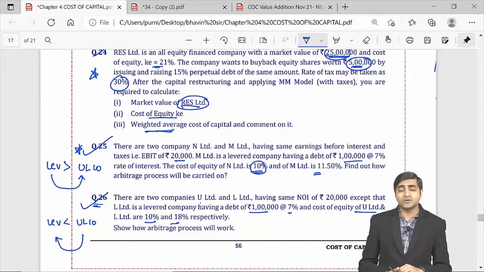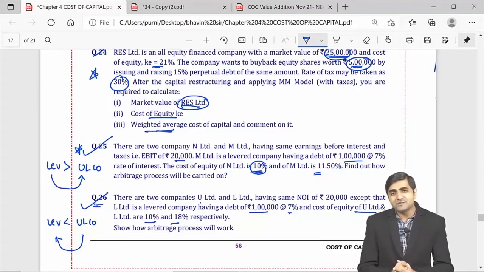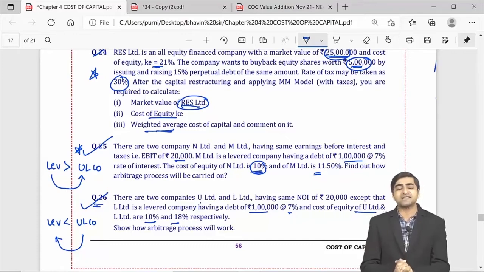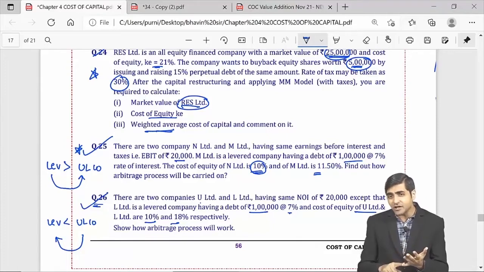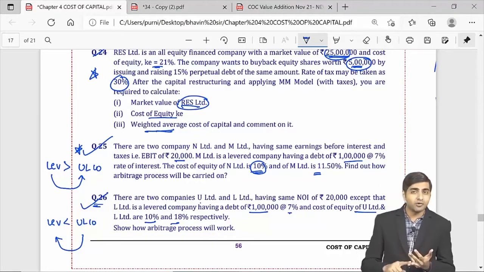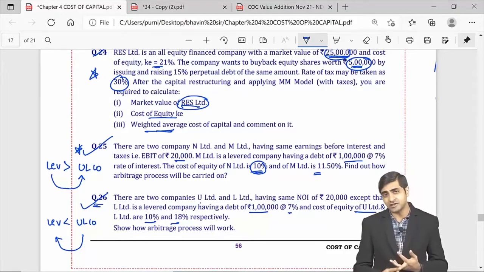So with this, my dear students, we have completed the revision, as fast as possible in the least possible time, covering maximum concepts as possible from my end. And in cost of capital, we have revised all the three questions pertaining to, first of all, specific cost of capital, then WACC, and then your capital structure theories.